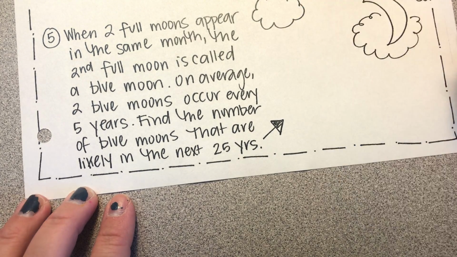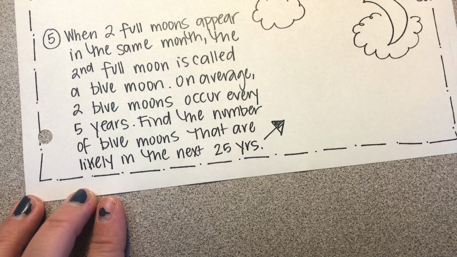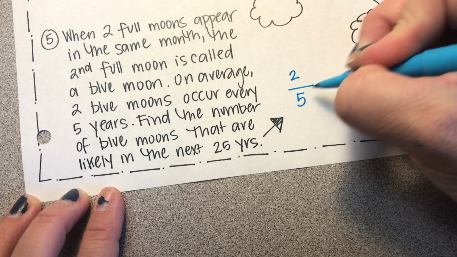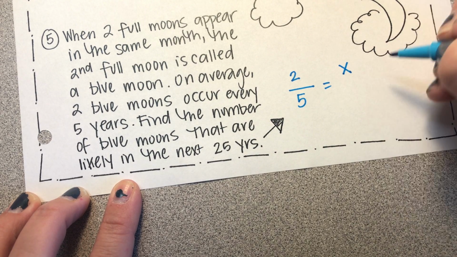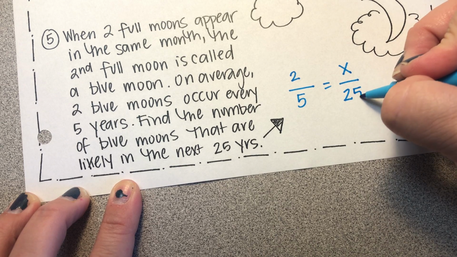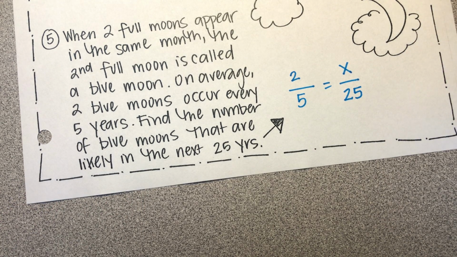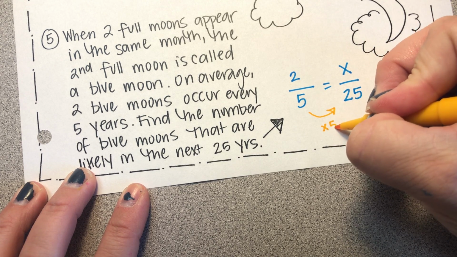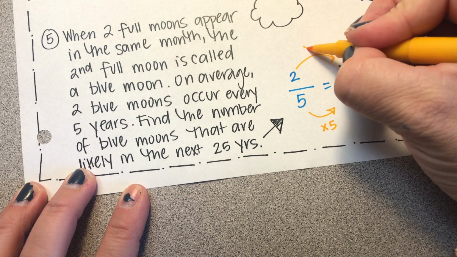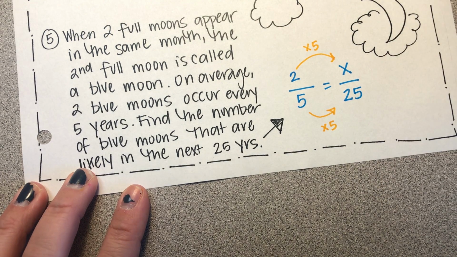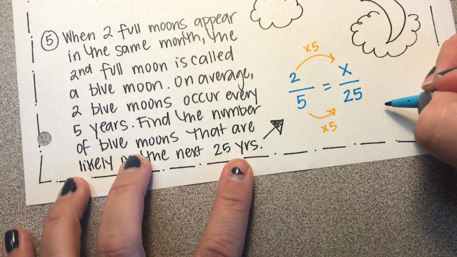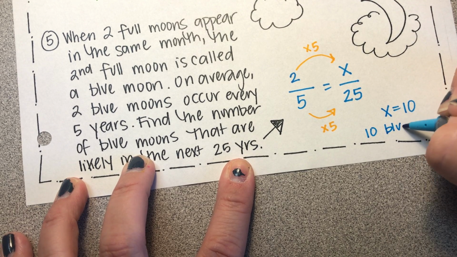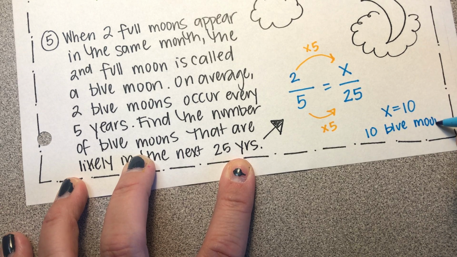Okay, so we're going to compare blue moons to just years, right? So there's 2 blue moons every 5 years. So that's X blue moons every 25 years. Okay, you've probably already figured out the relationship, right? 5 times 5 is 25. So 2 times 5 would be 10. So you would have 10 blue moons.